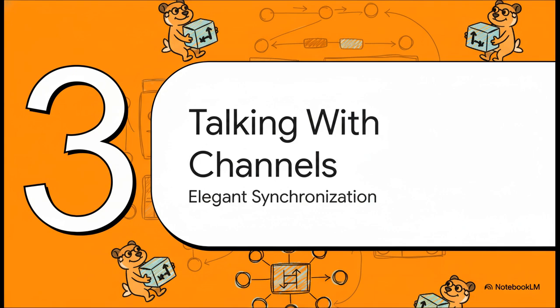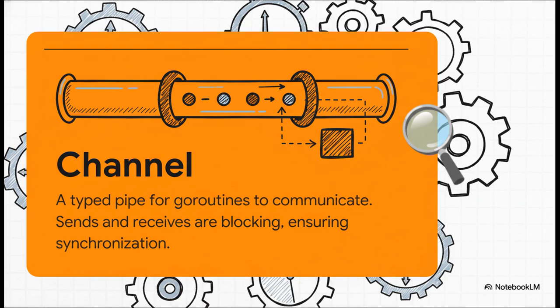And this brings us to our second core building block, channels. Think of a channel as a pipe connecting your Go routines. You can push data into one end, and another Go routine can pull it out from the other. But here is the absolute key, the most important part. By default, sending and receiving on a channel are blocking. If you try to send something, your Go routine will literally pause until another one is ready to receive it. That blocking is the secret sauce for synchronization.